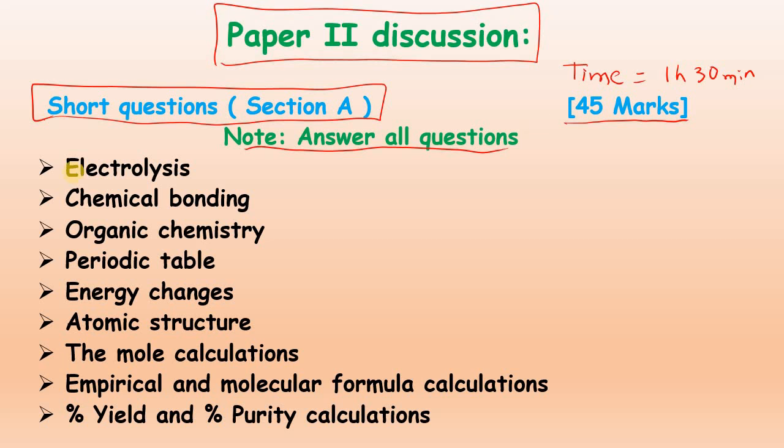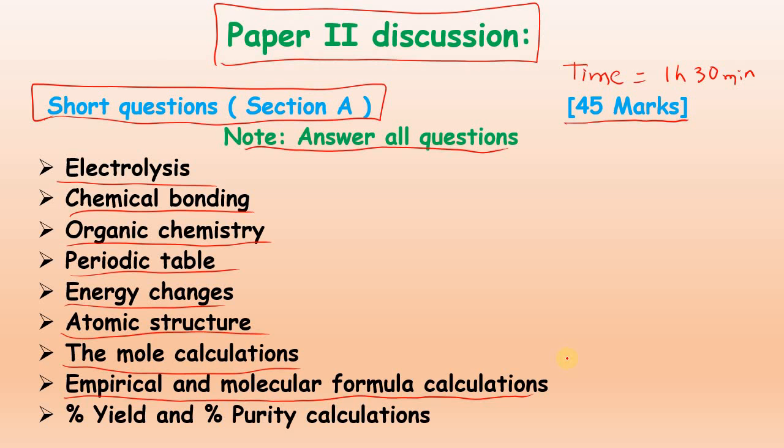Which are the important topics included in this paper 2? Electrolysis. Some questions will be from this topic, like electrolysis, chemical bonding, organic chemistry, periodic table, energy changes, atomic structure, the mole and its calculation, and stoichiometry also, empirical formula and molecular formula and its calculation. Then also we will discuss percentage purity and percentage yield and their calculations as well. This is section number 1, short questions. We have to attempt all the questions. There is no choice in this section A.